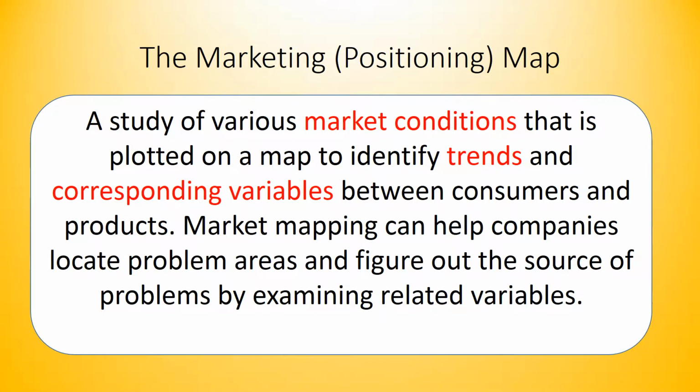So, market mapping, or position mapping. It's a study of various market conditions that are plotted on a map to identify trends and corresponding variables between consumers and products. In other words, it's looking at your product and comparing it: what are the actual values of it, and what does it correspond with regarding trends? It's very useful for companies to locate problem areas and figure out the source of problems by examining those variables, which we'll look at in a minute.